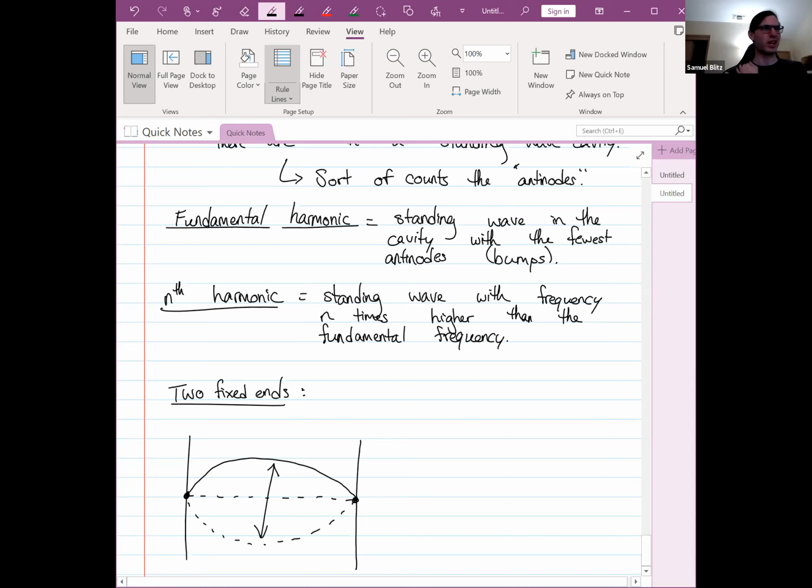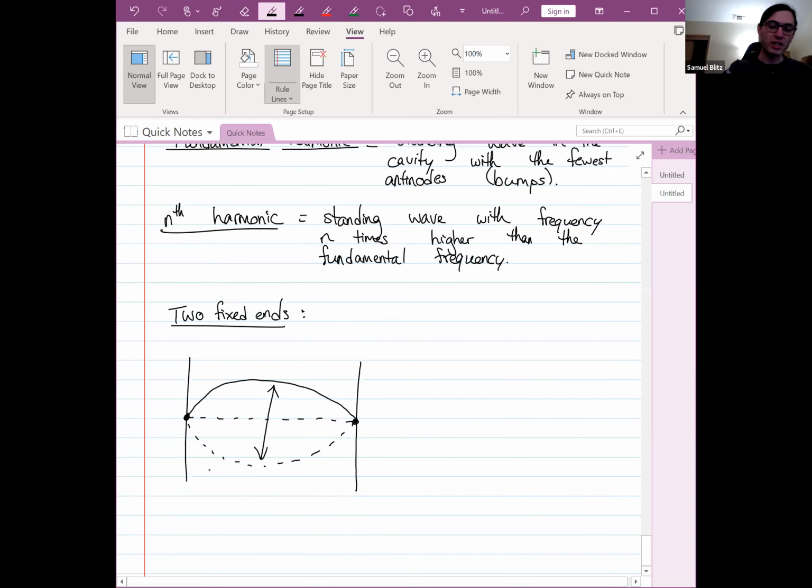Antinodes come in discrete bundles. You can't have half an antinode, except at the ends, which is a separate thing. But here, there are no antinodes at the end because these ends are fixed. They're not moving. And so this would be the fundamental harmonic, sometimes just called the fundamental. Notice, by the way, that the wavelength here is twice the cavity length. So let's call this distance L, then the wavelength is 2L. And we can figure out the frequency by relating the wavelength to the wave speed.